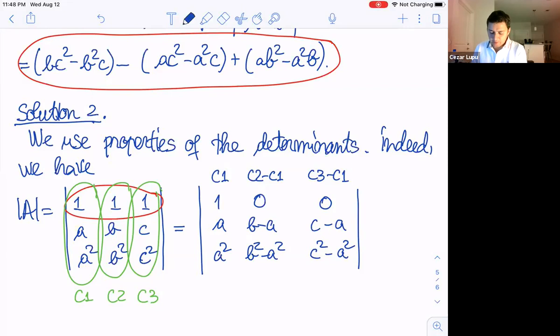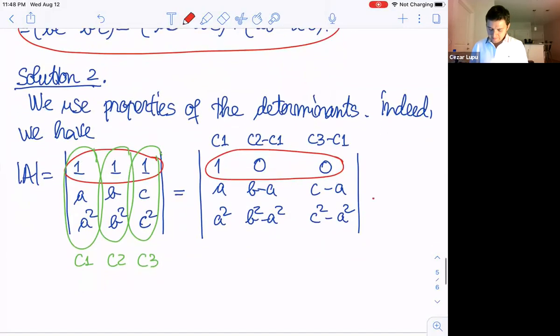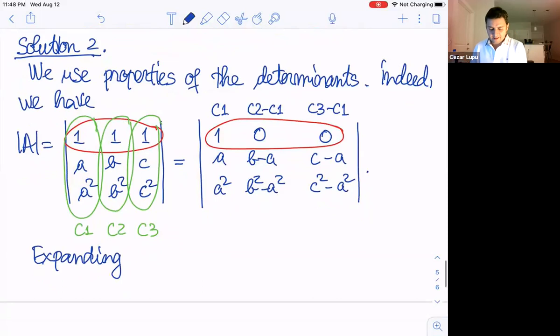And now what I'm going to do, I'm just going to expand. If you look, I have a bunch of zeros here. I'm just going to expand on the first row. So let's do this. Once we do this, expanding. Oh, it's kind of similar to the first solution, but this uses a little bit of properties of the determinants. Imagine if you had like a 4x4 matrix. When you expanded all those 3x3 minors, that would have been really painful to do.